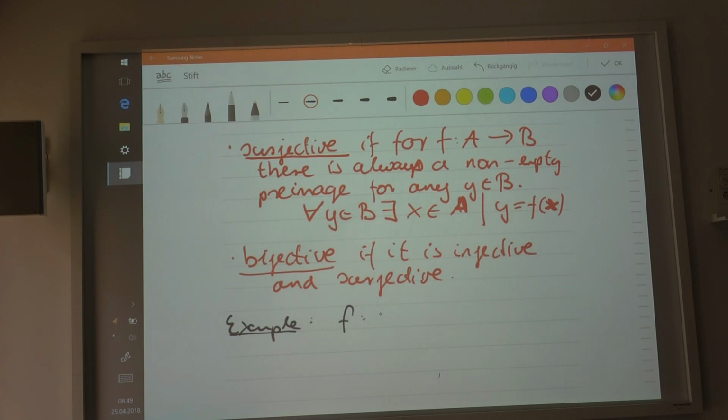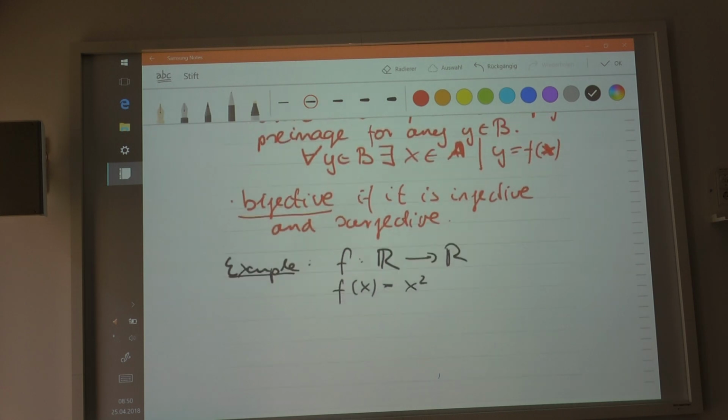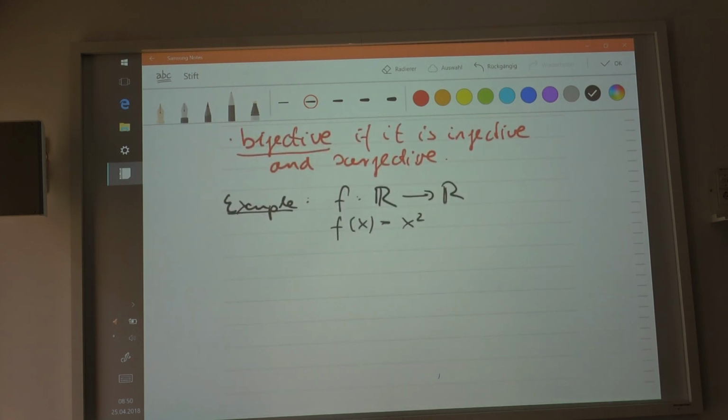Suppose that we define the parabola from R to R. And I will show you that the function here, given by the equation f of x equals x squared, is neither injective nor surjective. So in this case, the function will not be surjective, and the function will not be injective. First off, let me examine the injectivity of the function.